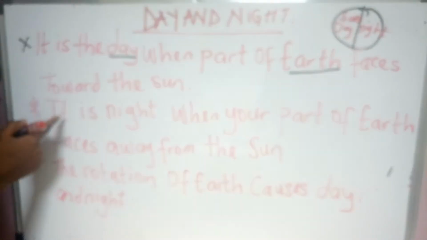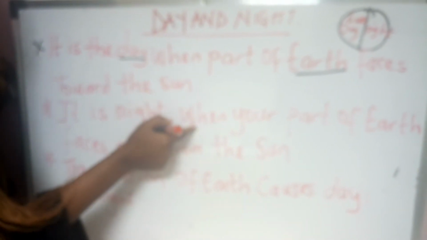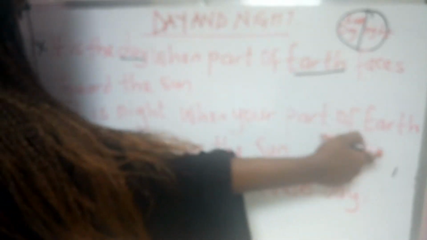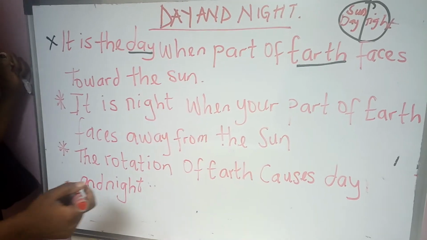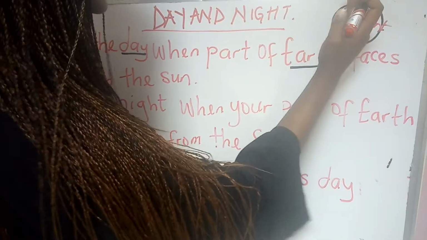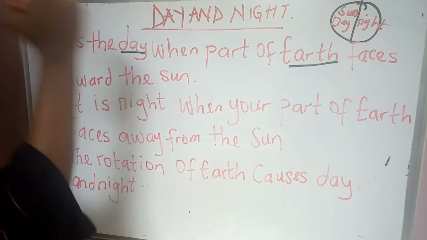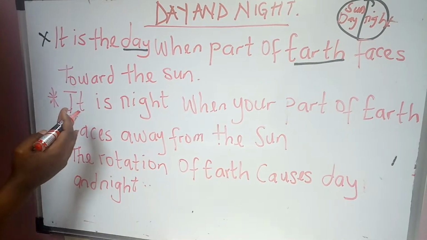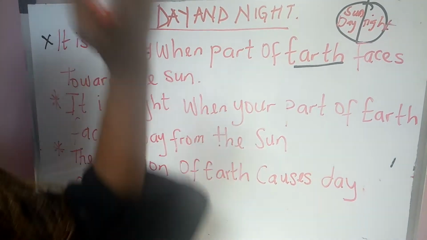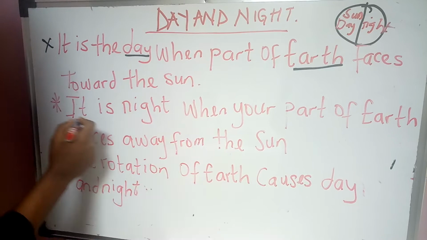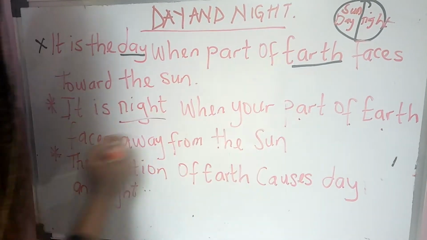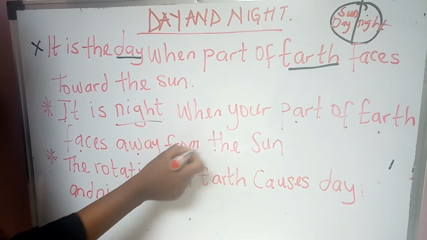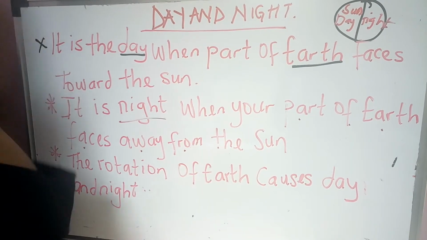Number two, it is night when your part of earth faces away from the sun. Now look at it. This is the sun. When the earth faces the sun, it is the day. Now when the earth goes the other way around, it's what? The night. It is night when your part of earth faces away from the sun.